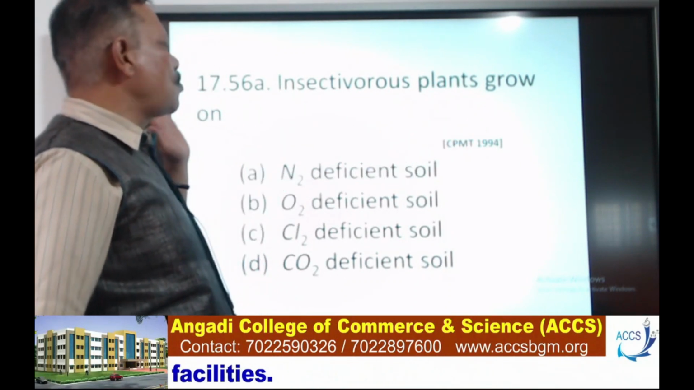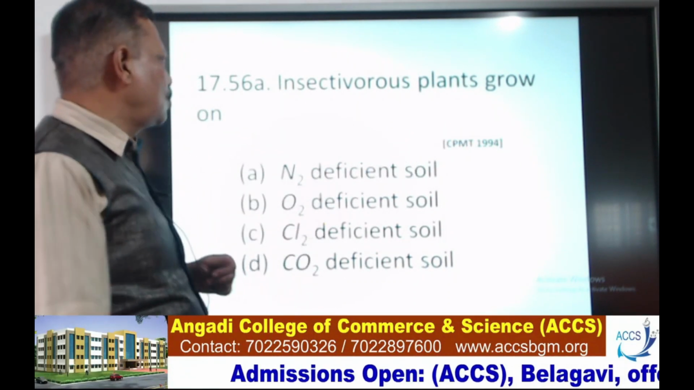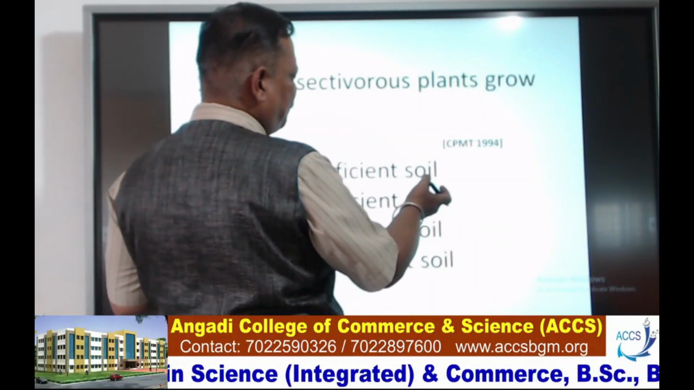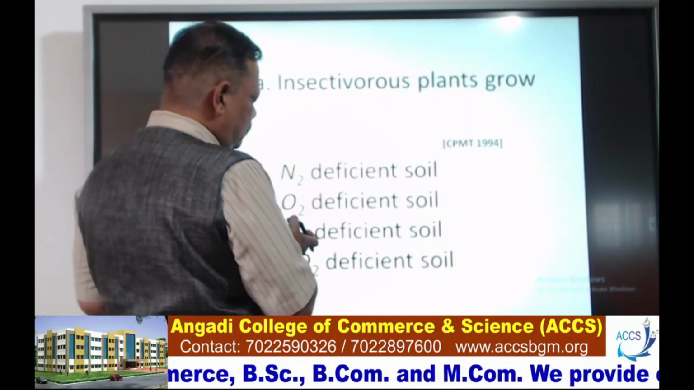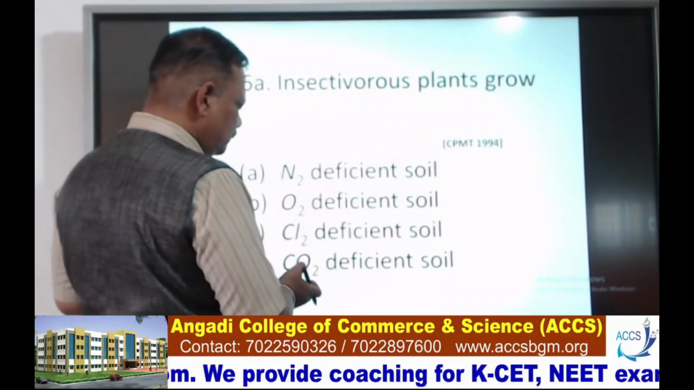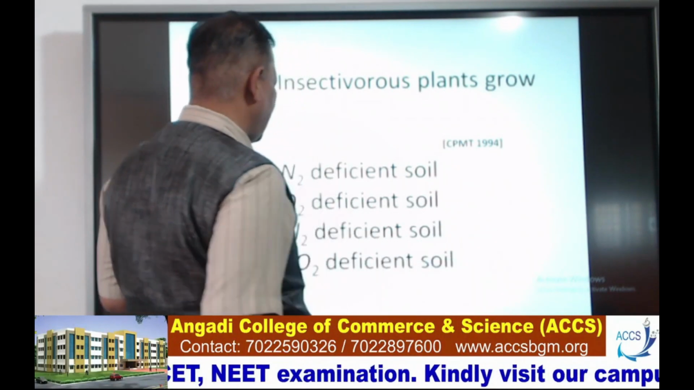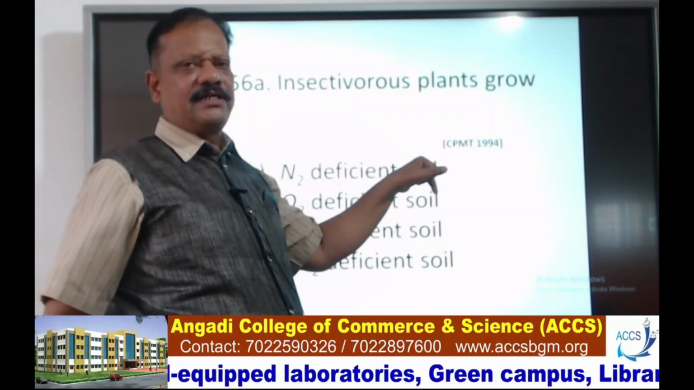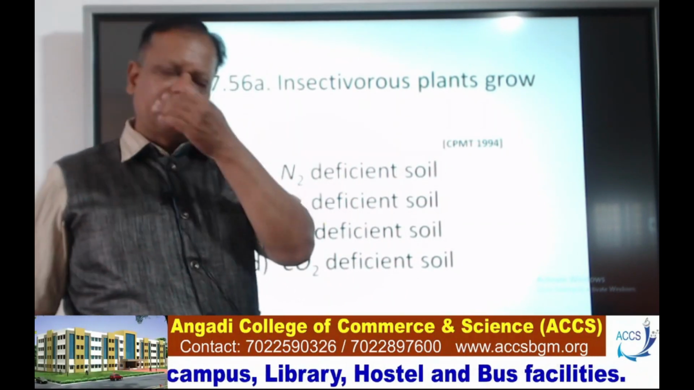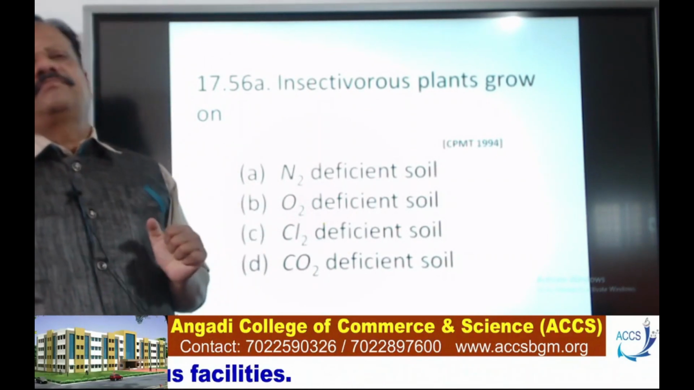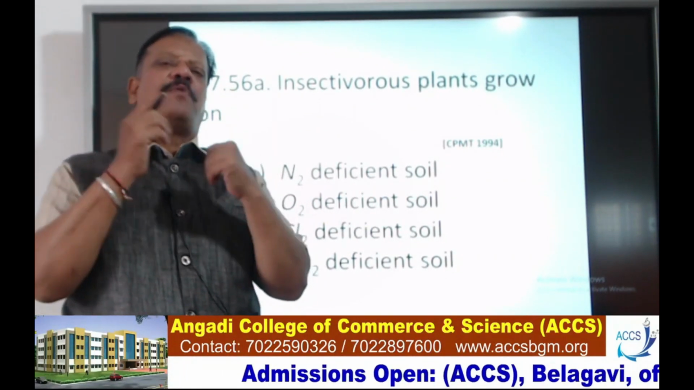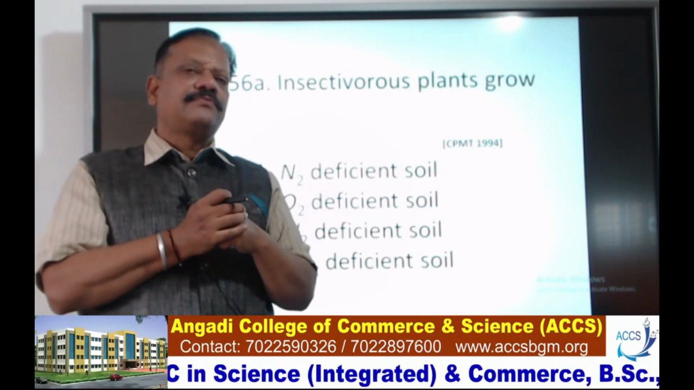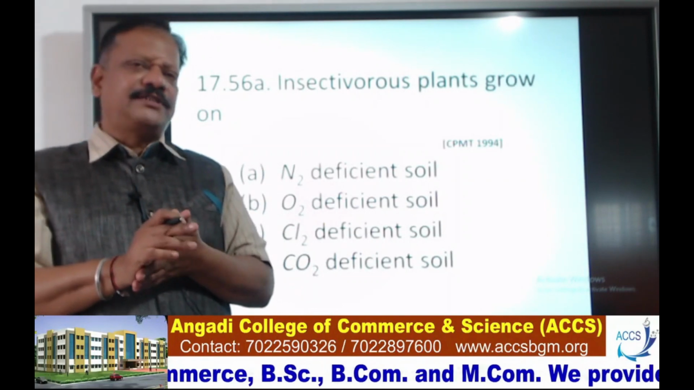Insectivorous plants grow on, where are insectivorous plants growing? Just see: nitrogen deficient soil, oxygen deficient soil, chlorine deficient soil, then carbon dioxide deficient soil. So here option A, nitrogen deficient soil. Insectivorous plants have a special type of enzymes in bulbous structures at the tip of those hairs, and they contain lytic enzymes.